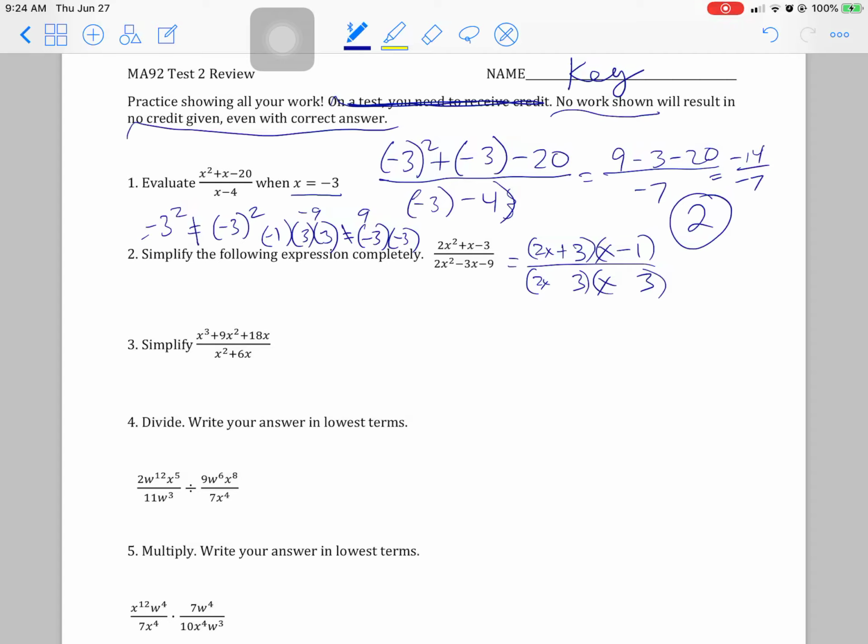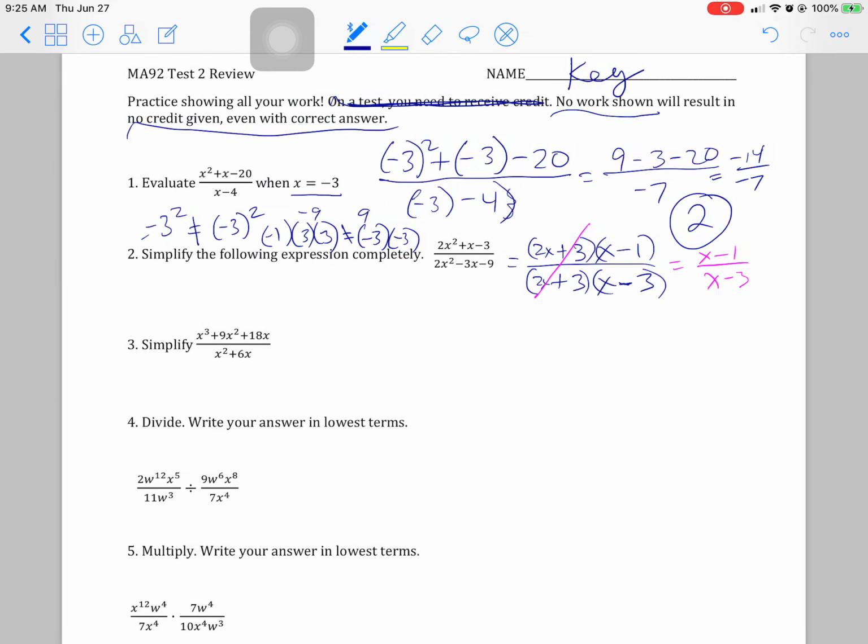So let's see, this would be 6 and this would be 3. I don't want to add them together, I need to subtract them, and I need to be left over with a negative. So this has to be negative, because -6 plus 3 will leave you with that. And that makes sense, because to reduce, this would go away, and you're left with x minus 1 over x minus 3.